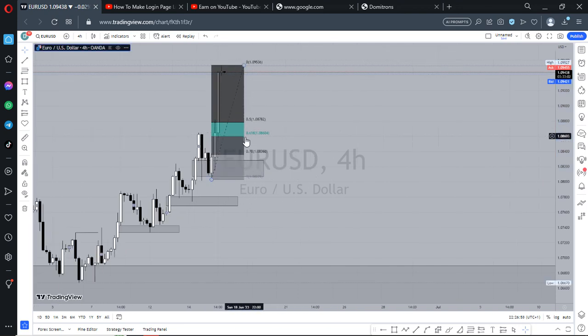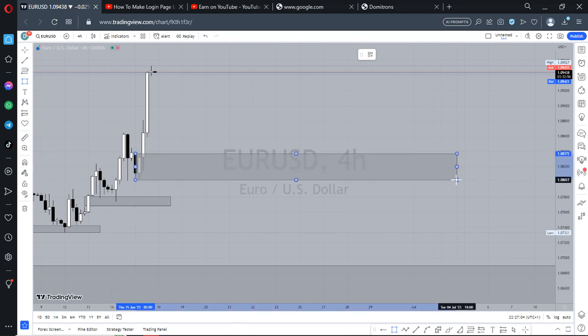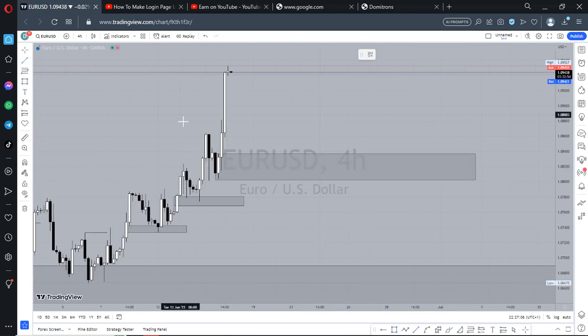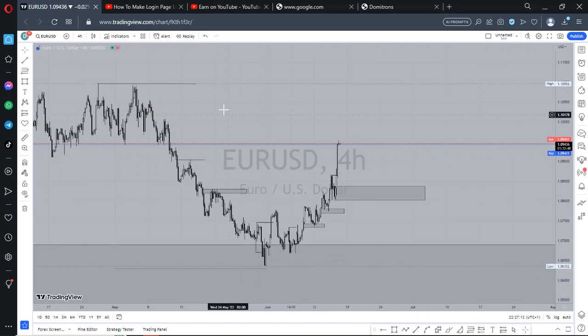Alright, but in confluence we have another block right here, which was responsible for giving us a break of structure. So we're expecting price to retrace backwards to the other block. And remember, our target is a relative high right here. Our target is a relative high.